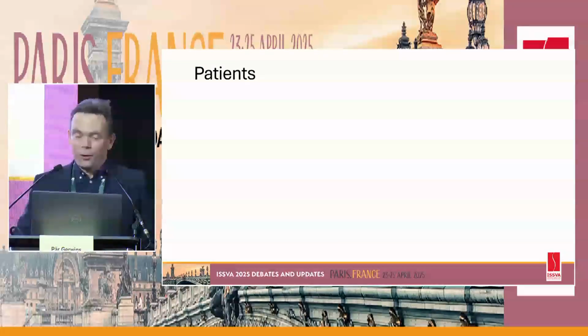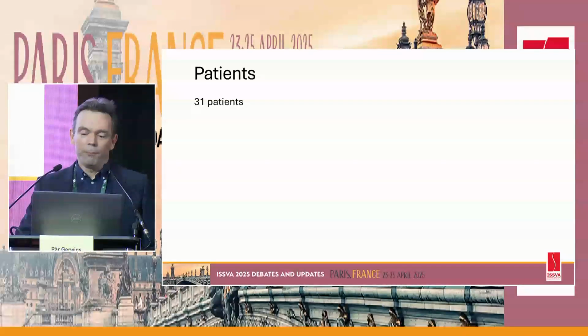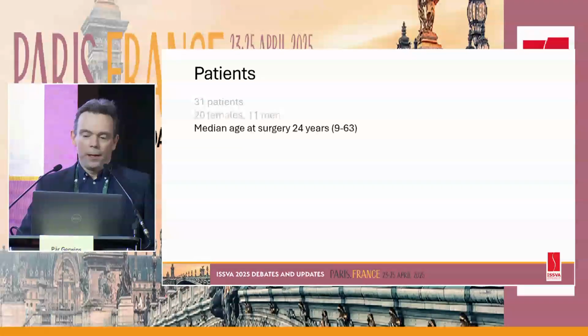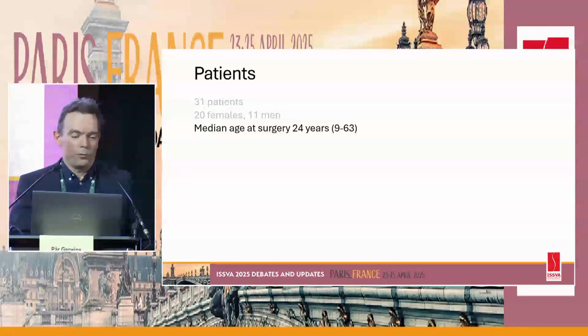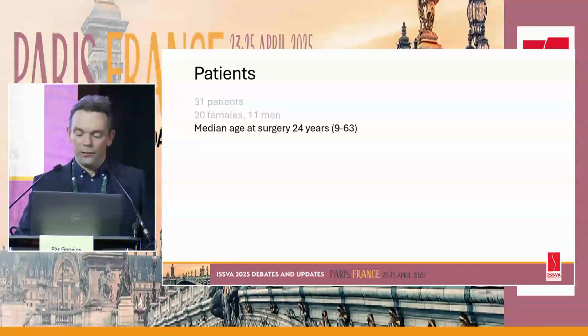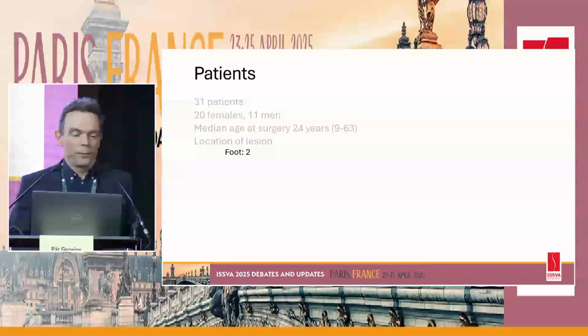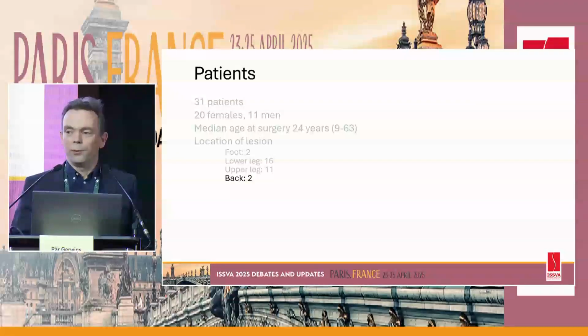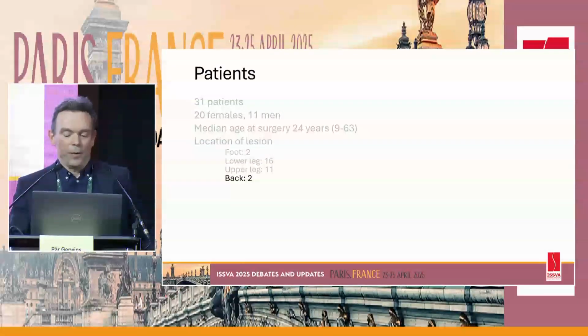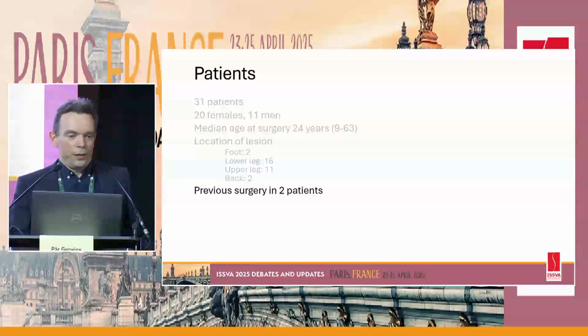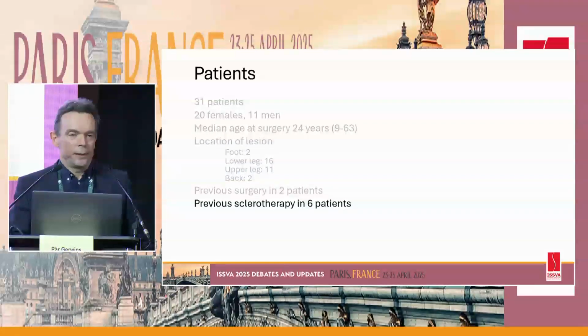So in this cohort, we followed up 31 patients. Those were 20 females and 11 men. The median age for surgery was 24 years, in a span between 9 and 63 years. The lesion was located in the foot in 2 cases, in the lower leg in 16 cases, upper leg in 11, and I also included 2 in the lower back, in the muscles of the back. 2 patients had previous surgery, and 6 patients had previous sclerotherapy.